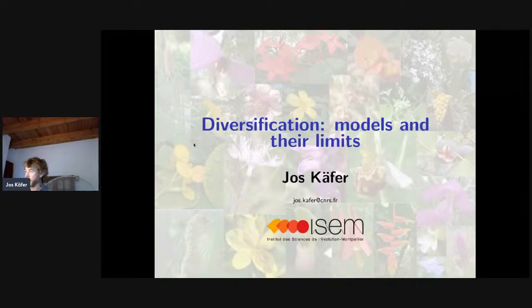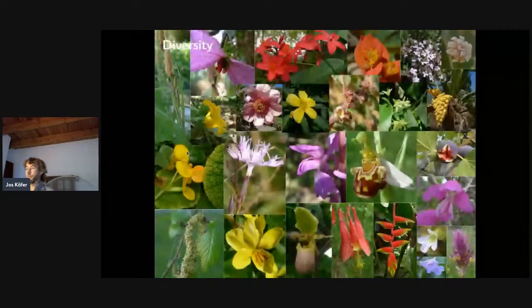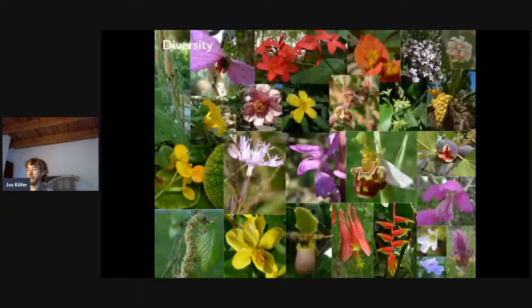So here we go. As Eric said, I'm a botanist. I'm interested in the diversity of plants. So here we just see some flowers, some photos I had on my computer. There's an incredible diversity of flowers, of plants. And we're interested, like many biologists, in understanding how this diversity came around.